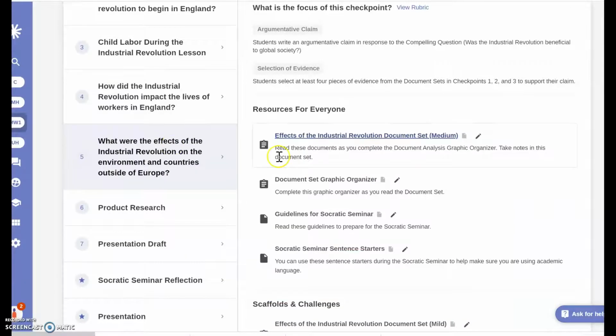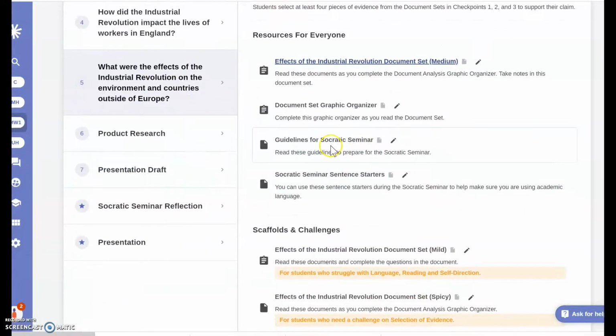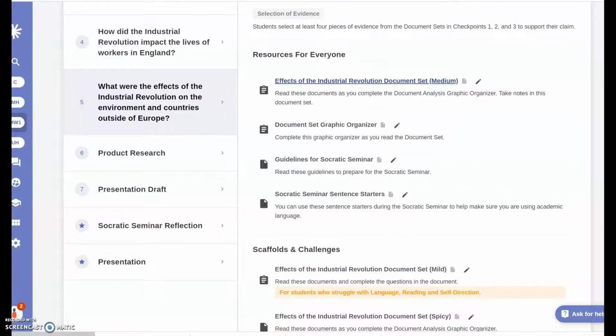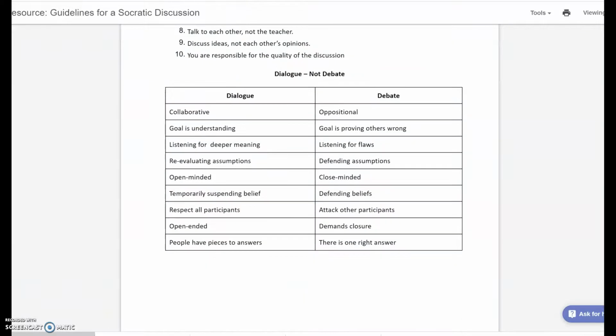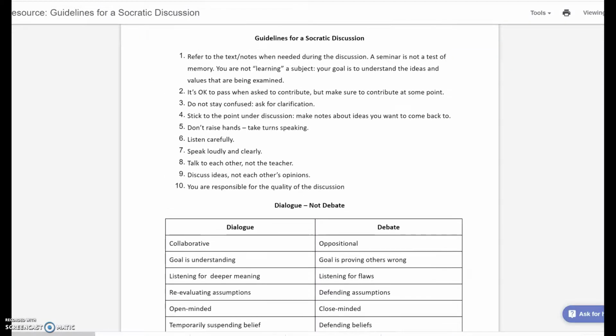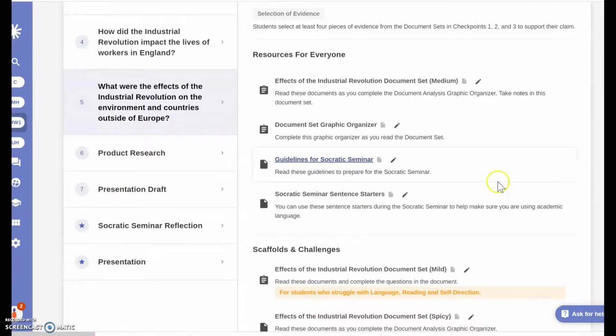So there's a graphic organizer that goes along with that. They also have something that I want you to read about Guidelines for Socratic Seminar. Why? Because that is something we are going to be doing as your final product, which we're getting closer to. We're 2 or 3 weeks away from it. So use that as sort of an introduction to it, and then I will go over this more fully with you. It's just a short description of a Socratic discussion, what it includes, and that's something we're going to be doing for one of your final products.